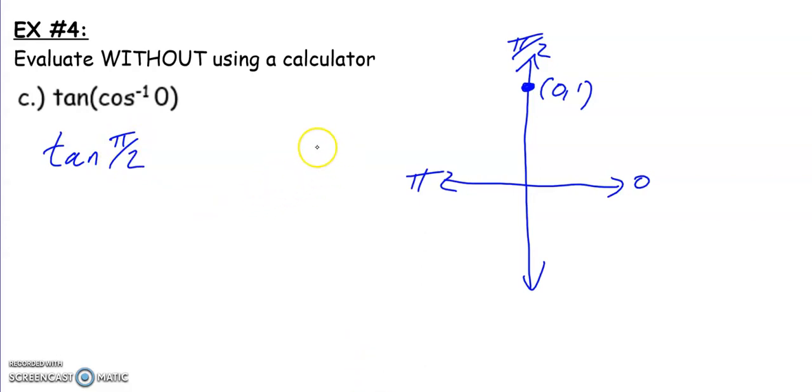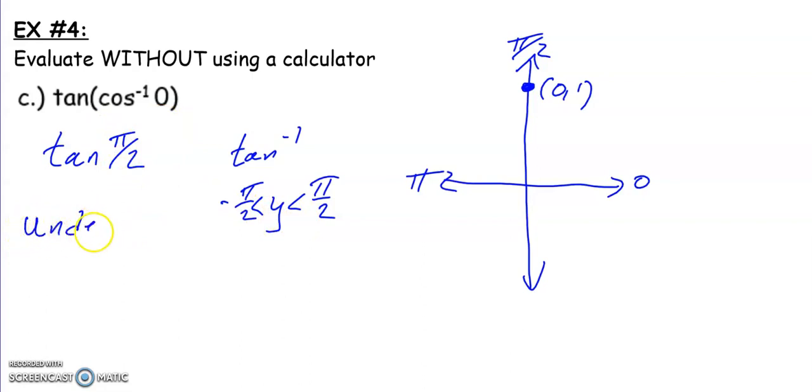Well, if you remember, when we found our arctangents, we're limited between negative pi over 2 and pi over 2, but y cannot be either of those values because that's where tangent is undefined. So we are undefined for every tangent value when it's an odd multiple of half of pi.